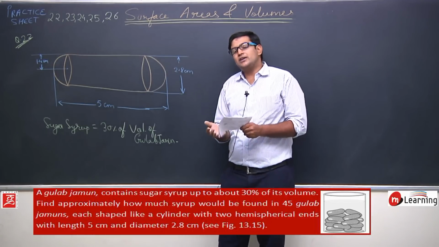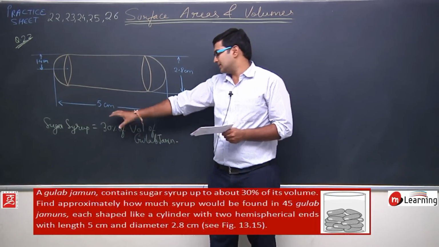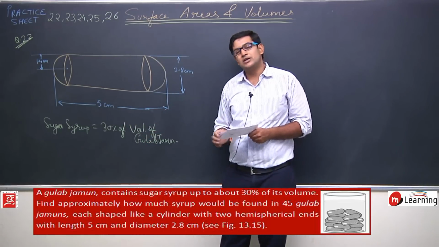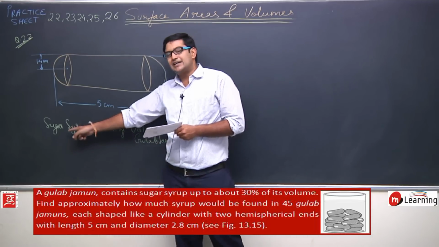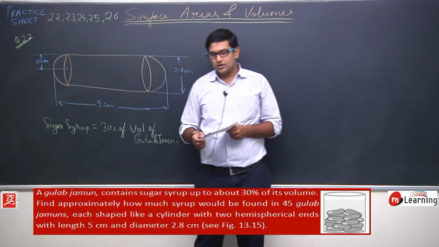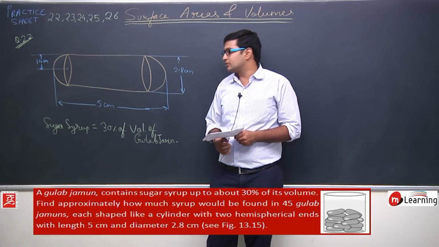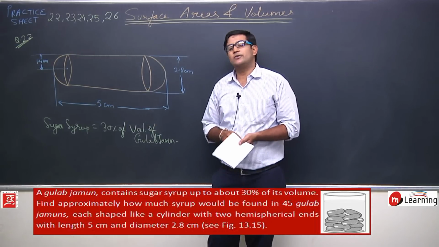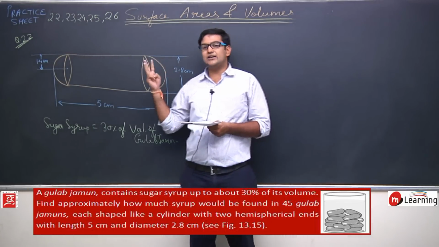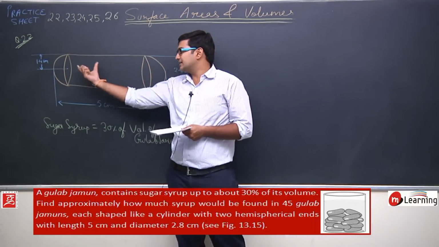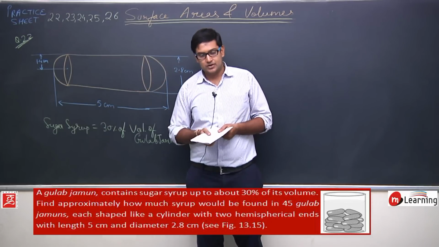Then to calculate the syrup in one gulab jamun, I can see a relation between the sugar syrup and the volume of gulab jamun, that is, 30% of the volume of gulab jamun is the content of sugar syrup. So my task is finally to calculate the volume of each gulab jamun. Now how can I calculate it? I can see that gulab jamun is made up of three different solid figures: one cylinder and two hemispheres at the two different ends.